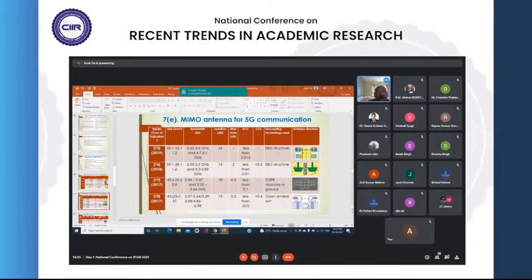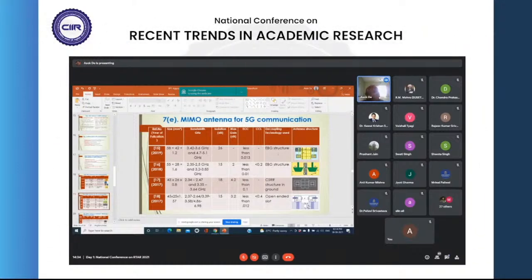This antenna, which was published in 2019, is the first one. It has an EBG structure, and this particular antenna has a split ring resonator, and it shows a very high front to back ratio. Its ECC, the envelope correlation coefficient, is coming less than 0.013, which is very, very important for any MIMO system.